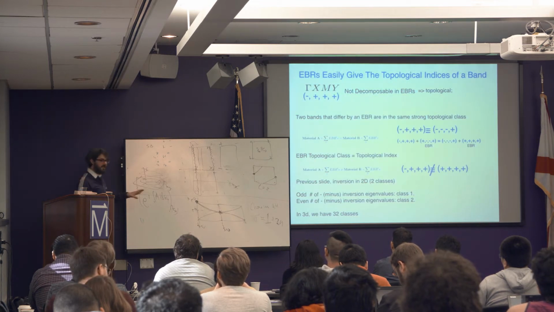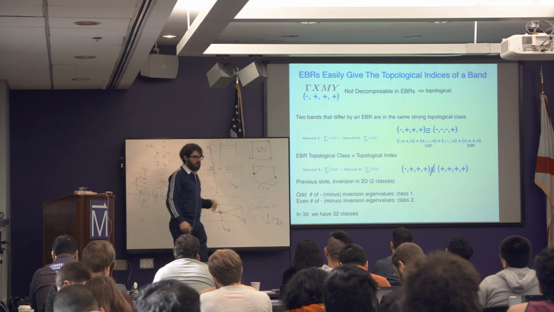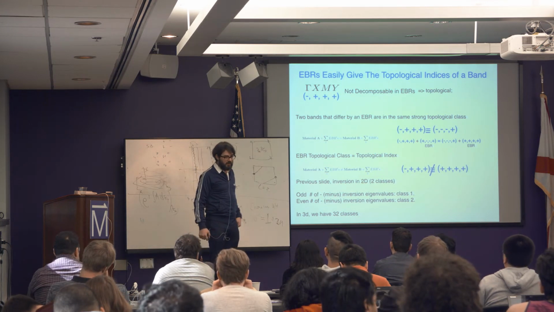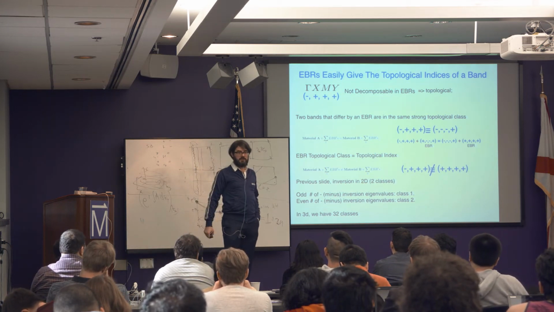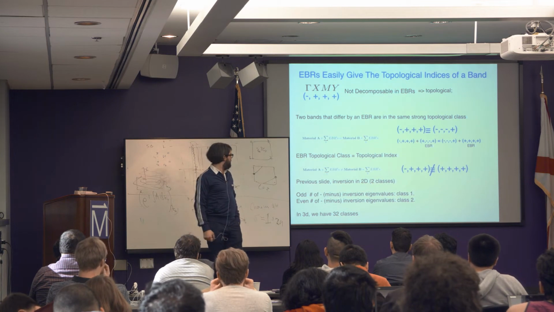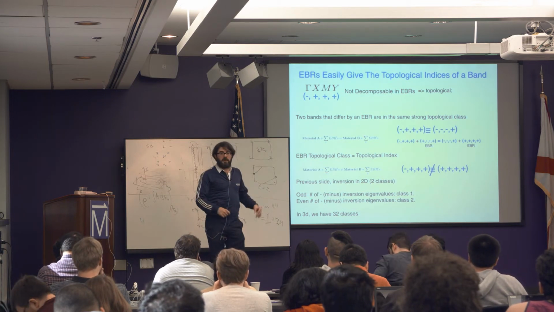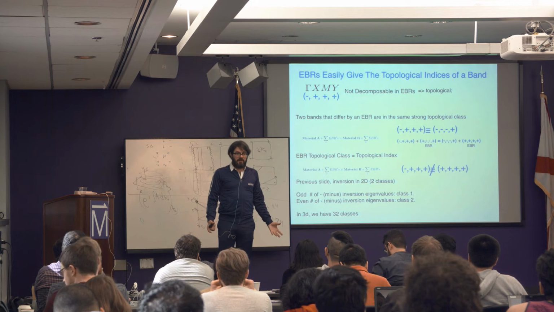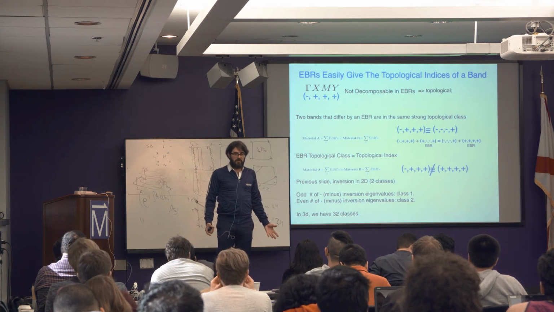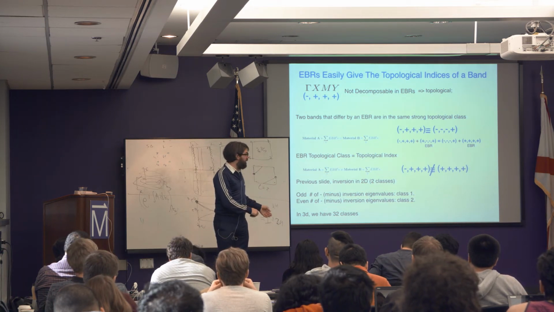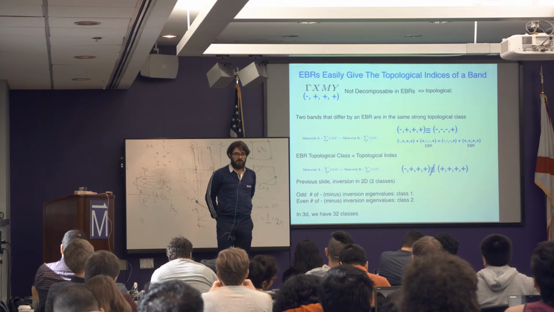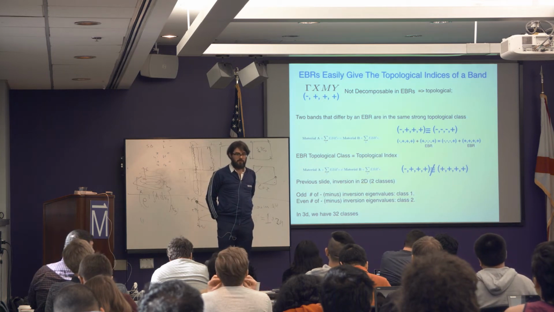Yes, so this is the same as the topological index. And in fact, the topological index can be obtained by a linear dependence on this. Right? So you remember that all the atomic limits had an even number of minuses? That's one class. An odd number of minuses is another class. I'm just wondering what you mean by plus.